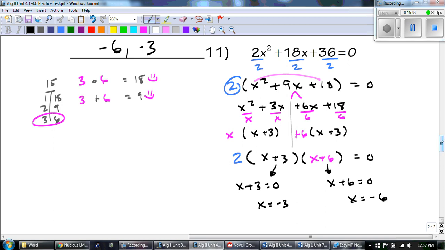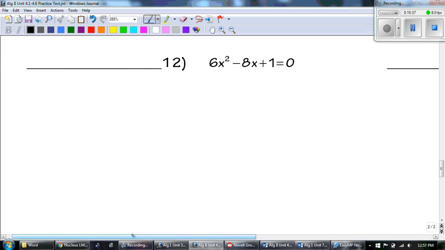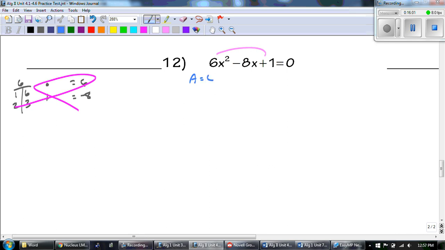All right, number 12. Is there a GCF? No. Are there numbers that multiply to get to 6 and add to get to -8? 1 and 6, 2 and 3? No. So that's when we do the quadratic formula.